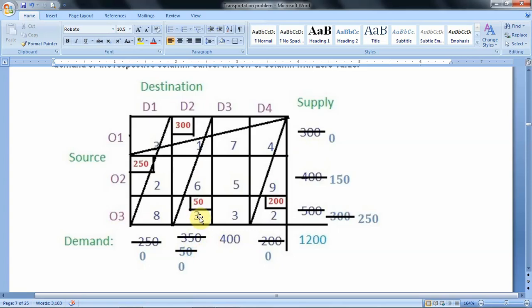So that is the O3 D2 cell, 50 units can be allocated to that cell. Next, 350 minus 50, that is 300 units. In the third row, 300 minus 50, the remaining are 250 units. So allocated to that one.